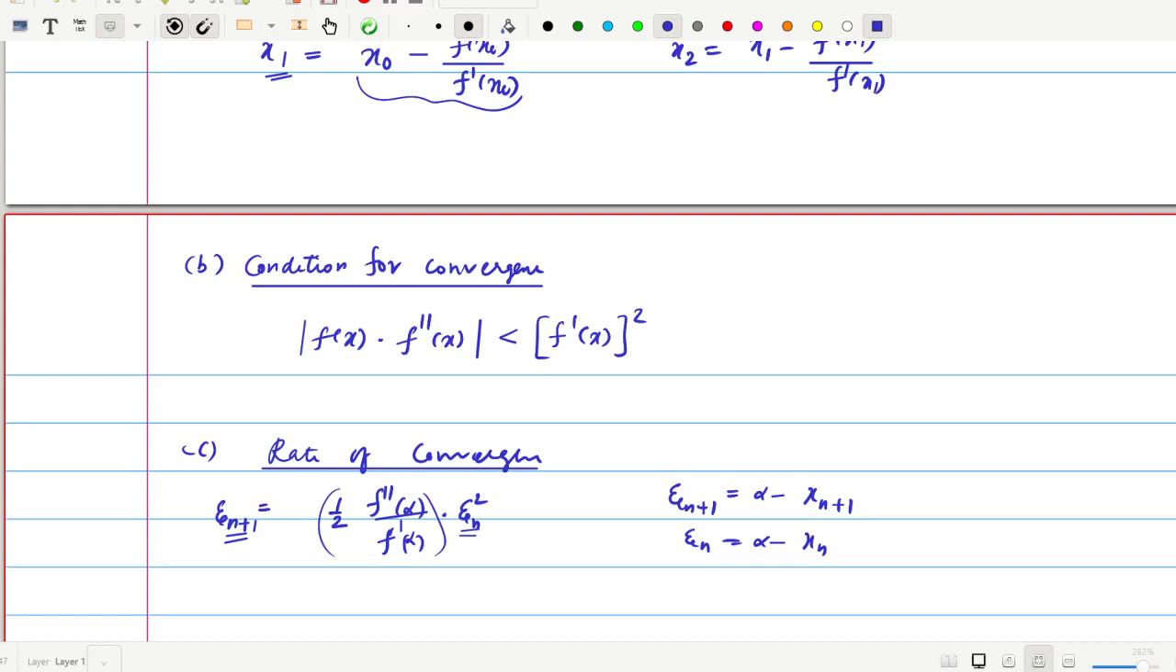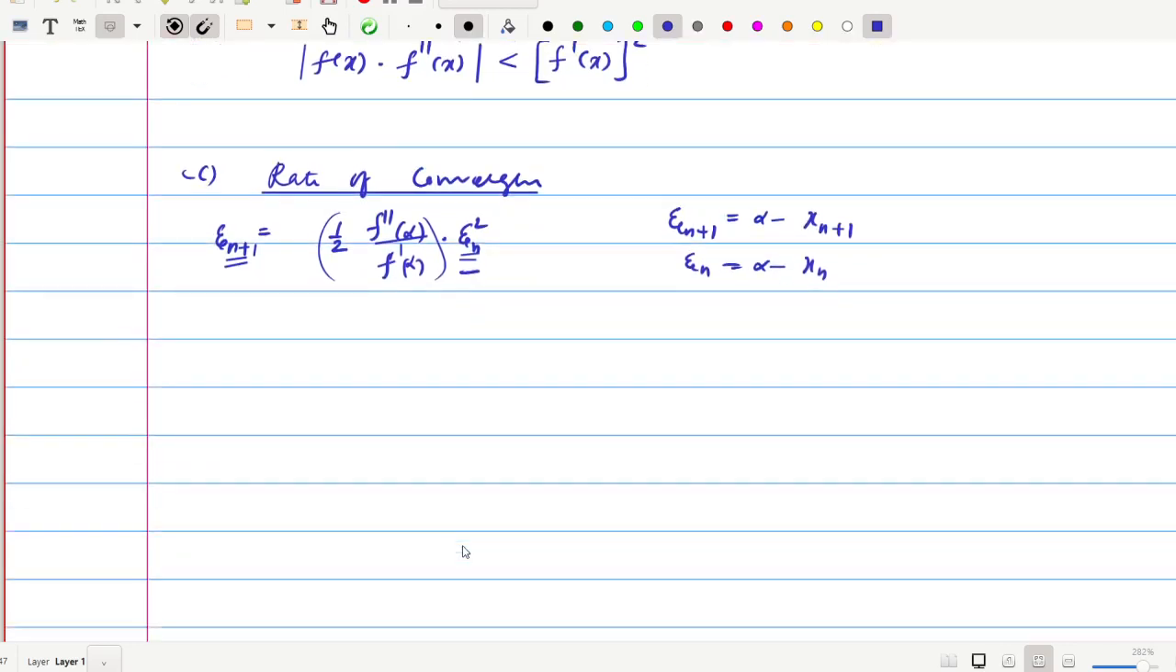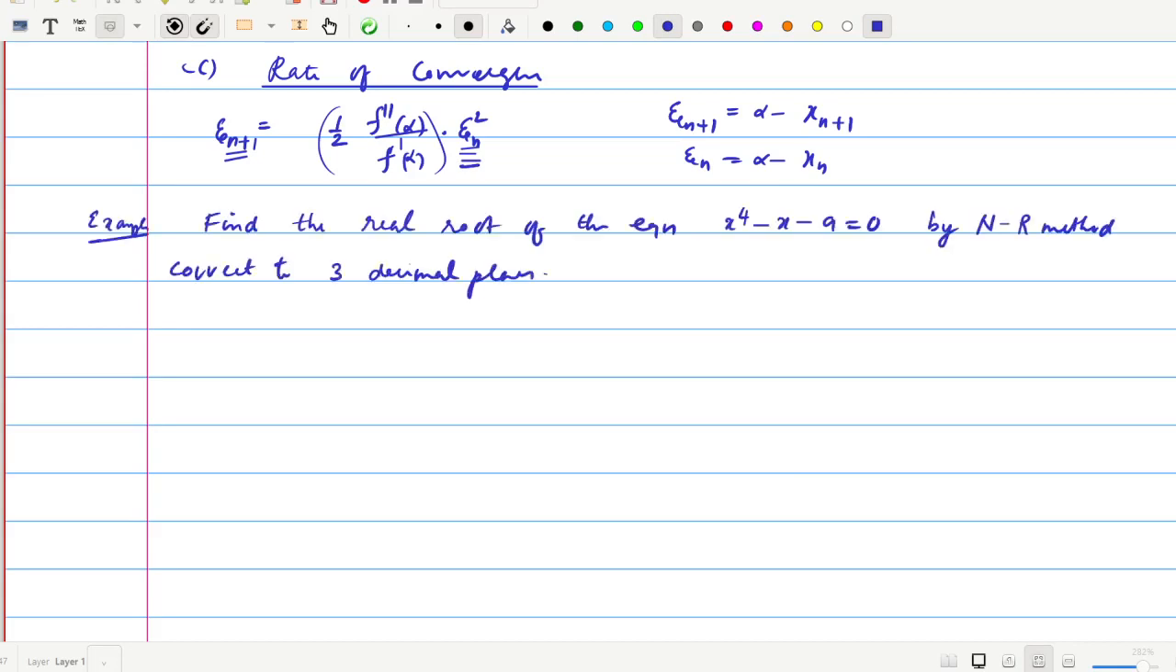So the Newton-Raphson method has quadratic convergence. In other words, we can say its order of convergence is 2 due to this factor. Okay, so these are 3 remarks on the Newton-Raphson method. Now we will discuss a problem which illustrates the Newton-Raphson method. So this is the example.